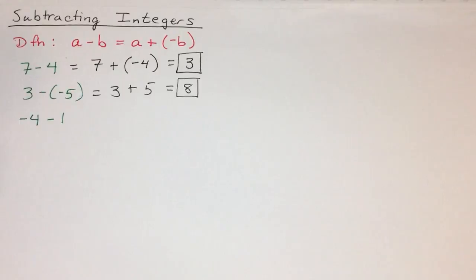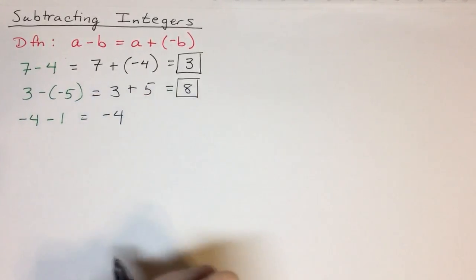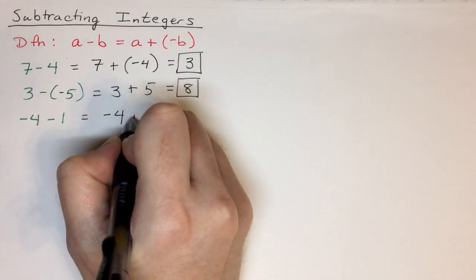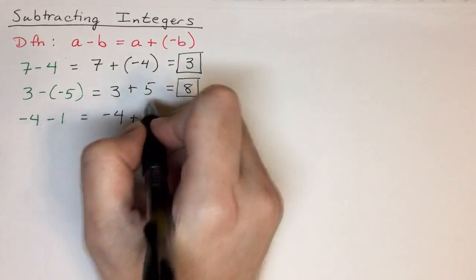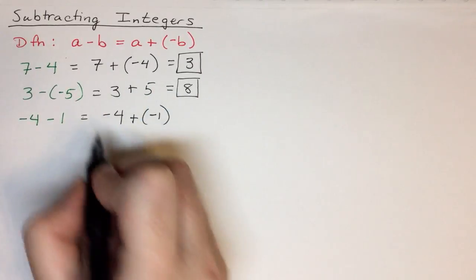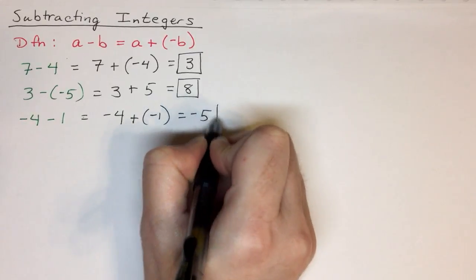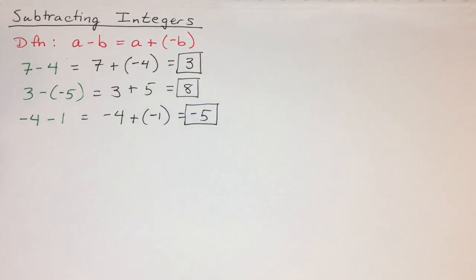Negative 4 minus 1. Rewrite as addition. Negative 4, your first number stays the same, plus we were subtracting 1, so we're going to add a negative 1. Add the opposite. I owe 4, I owe 1, so I owe 5.